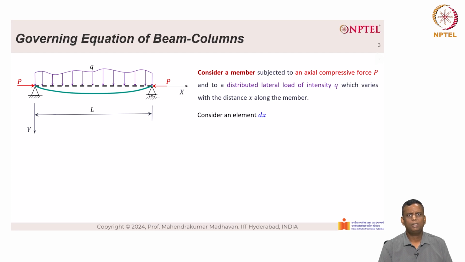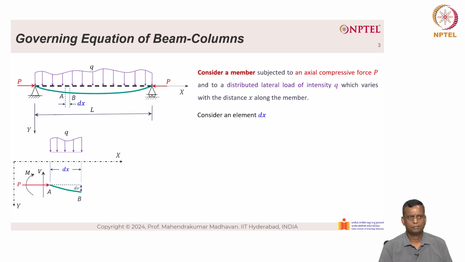Consider a small element dx. The starting point and the ending point of dx are A and B. If you blow it up, you can see a small curve AB with a small displacement dy in the vertical, y direction. A moment M and a shear force V are acting on the left side, and then there is a small increment in moment on the right side at point B, M plus dM/dx into dx, and the incremental shear is V plus dV/dx into dx.